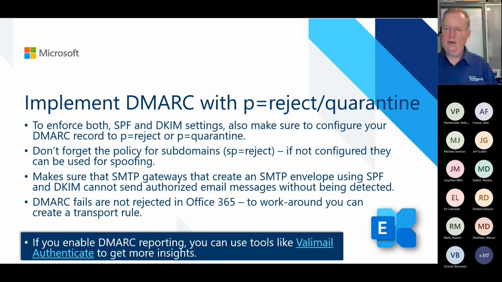However, if you include DMARC in the complete picture together with your SPF and DKIM, this also allows you to identify SMTP gateways that create an SMTP envelope using SPF and DKIM. So for example, we have MailChimp or Amazon SES. When you register your application, you can configure an email domain of your own domain.